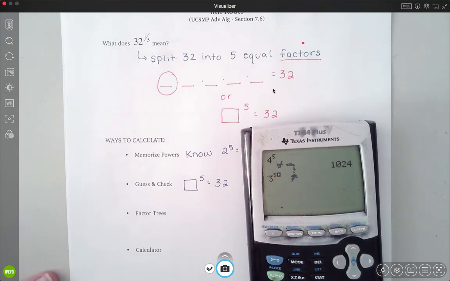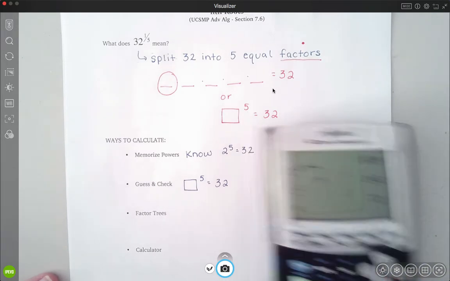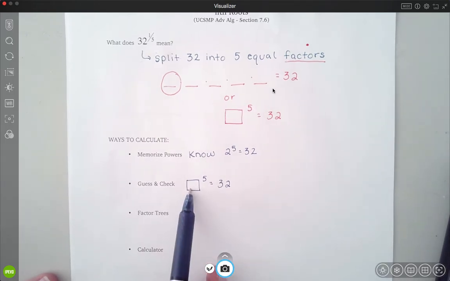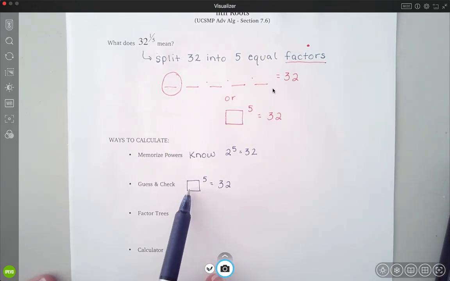3 to the power of 5. All right, that's 243, so maybe I'll try 2 to the power of 5. Oh, there's my winner, so that means my answer would be the 2, okay? So that's what I mean when I say guess and check: if you know this is the question you're trying to answer, sometimes you can work around it and try to figure out what this number should be.